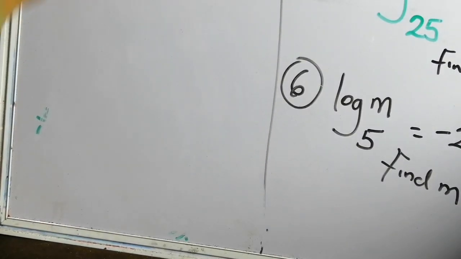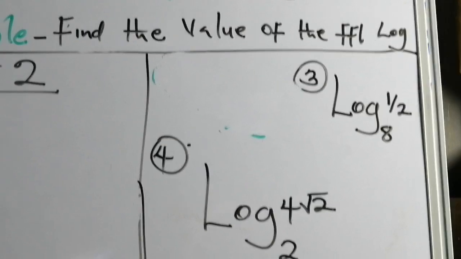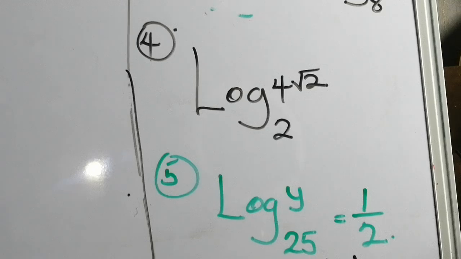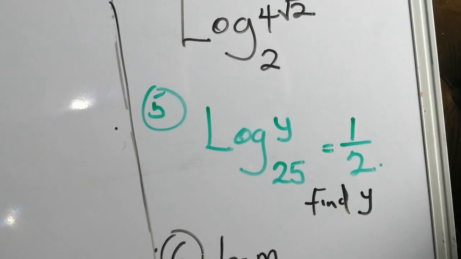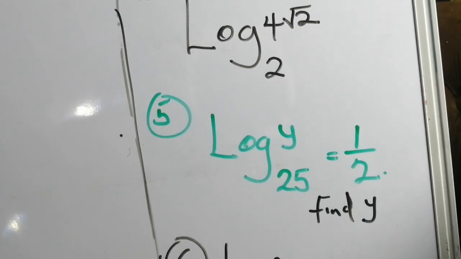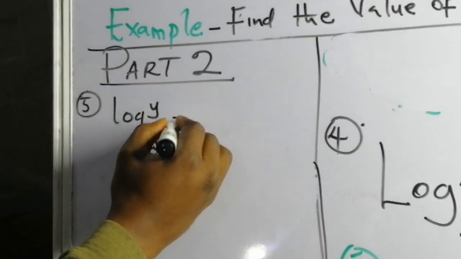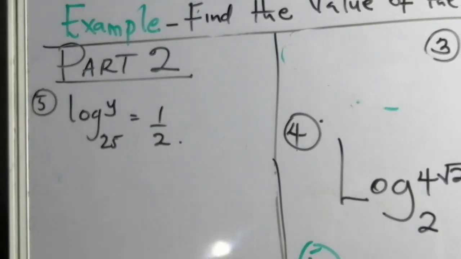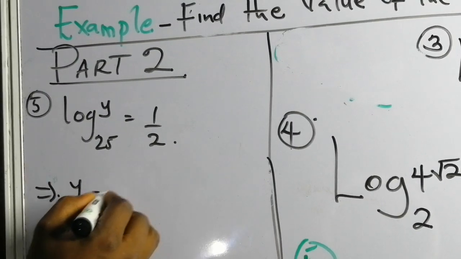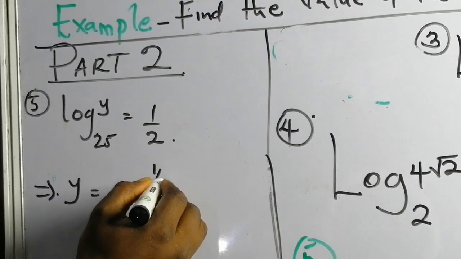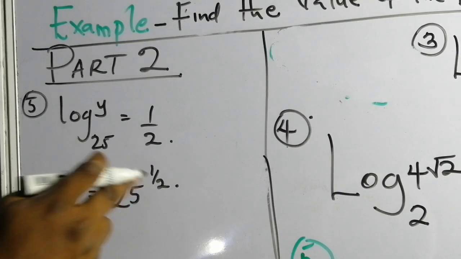So let's quickly move to question 5. So we have number 5 that we need to solve now. Number 5 says that we should find the value of y. So we have log y base 25 equals what? Half. So that implies from equation 2, your y equals 25 raised to power what? Half. It's as simple as that.